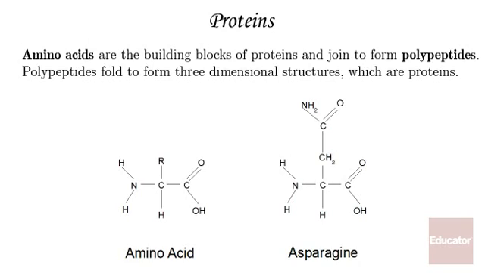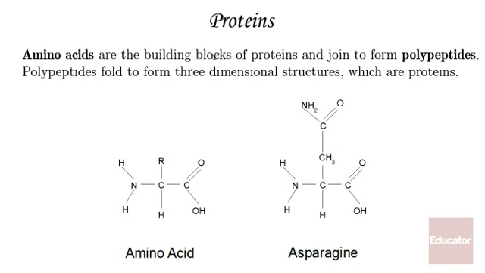The next large biomolecule that we'll talk about is proteins. Amino acids are the building blocks of proteins, and these join to form polypeptides. So remember that DNA contain genes, and these genes encode proteins.